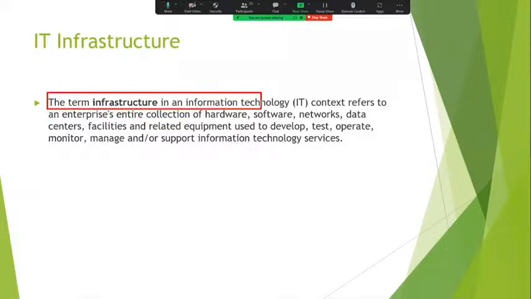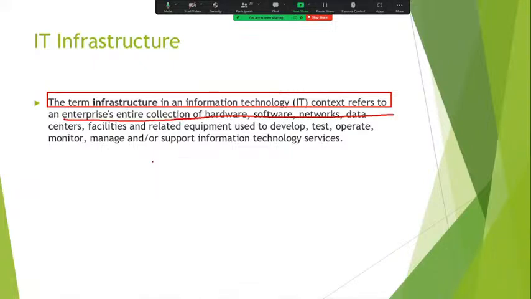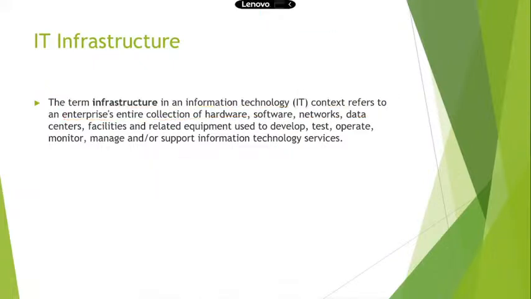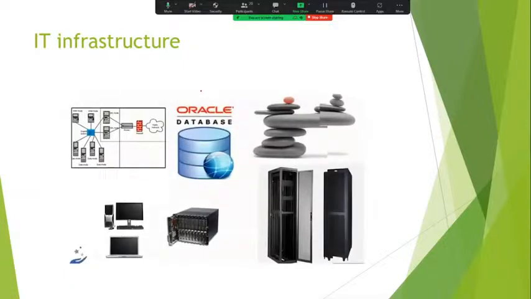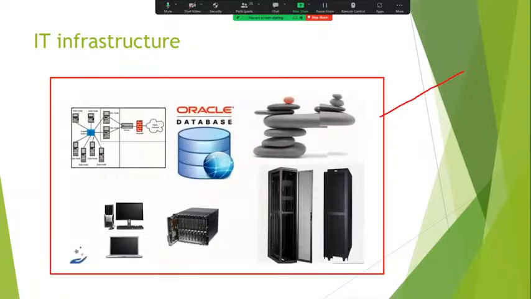This is the exact definition: the term infrastructure in information technology refers to a collection of hardware, software, switches, network, and load balancer. Now, to maintain our own IT infrastructure, we require what? One DC. What is the DC? Data center. If we go to TCS, Cognizant, Wipro, Accenture, any company in the world, they have their own data center.